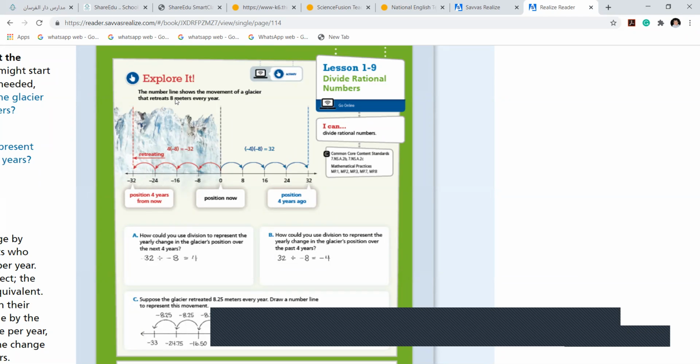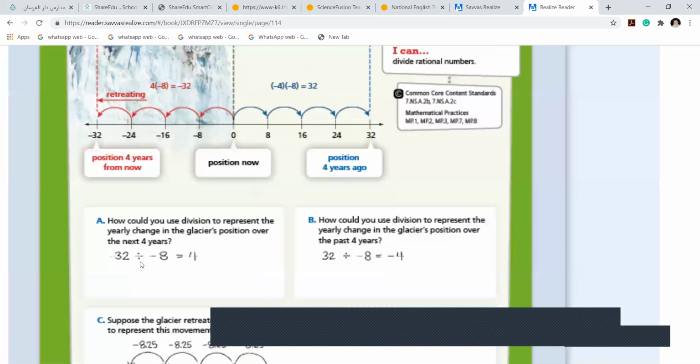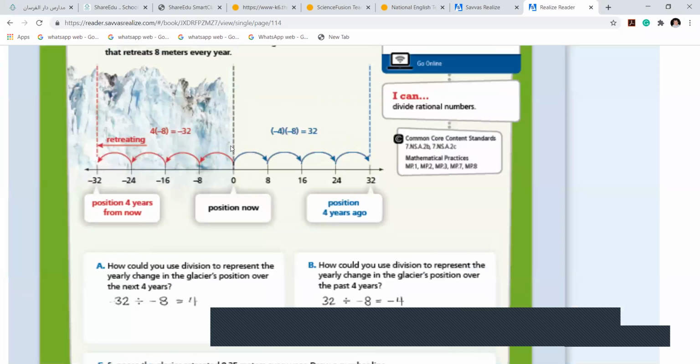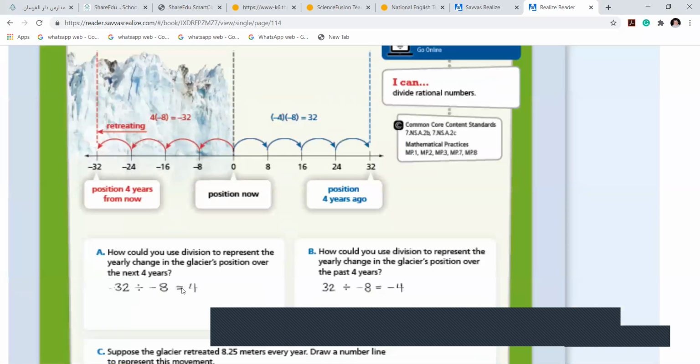Why must I divide with 8? Because every year they go with 8 meters. So 32 divided by 8. And it will be minus 32 divided by minus 8. Minus 32 divided by minus 8, that is plus 4.